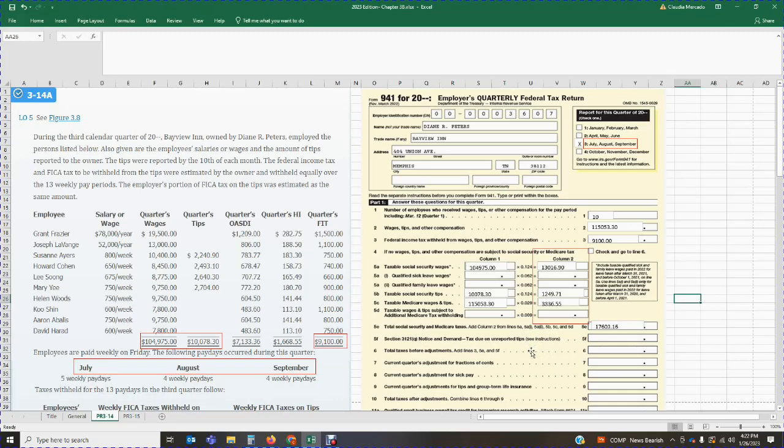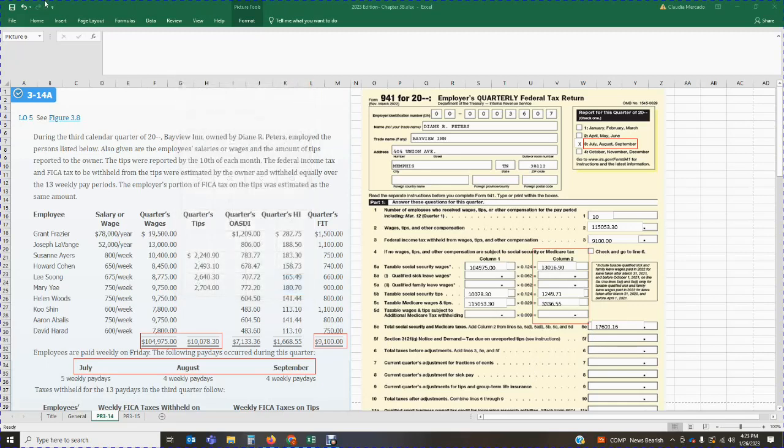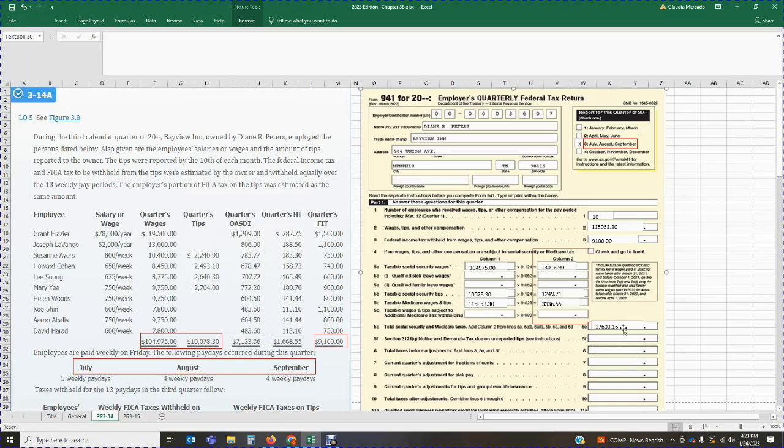Line 6 says total taxes before adjustments, and it tells you which lines to add. We're going to add line 3, 5E, and 5F. Line 3 is $9,100. We're going to add line 5E, which is 17,603.16. And 5F is 0, so that would be it. So my total will be 26,703.16. Okay, so that would be line number 6. Line number 6 will be line 3 plus line 5E, and that gives us 26,703.16. So this is the taxes that we calculated before any adjustments, okay?